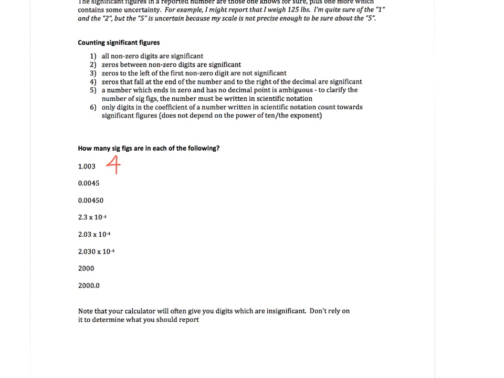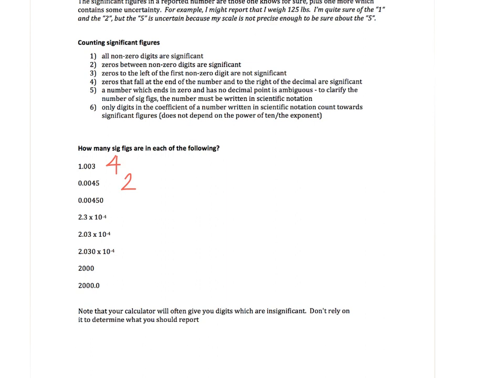If we look at the next example, we can see we've got zeros, but now they're not between two significant digits, so what do we do with them? Zeros to the left of the first non-zero digit are not significant. So these zeros are to the left of the 4. And so that means in this case only the 4 and the 5 are significant. So that means we've just got 2 sig figs, which is our shorthand for significant figures in that second example.